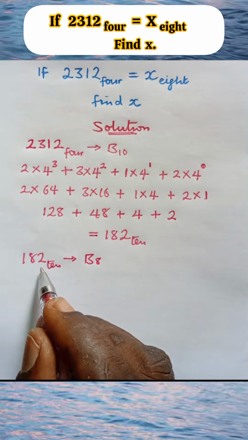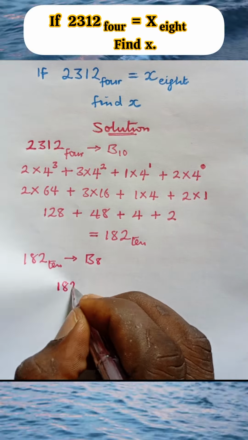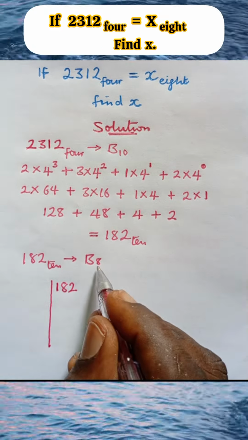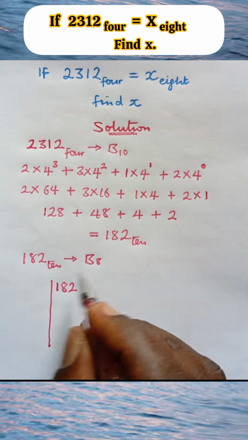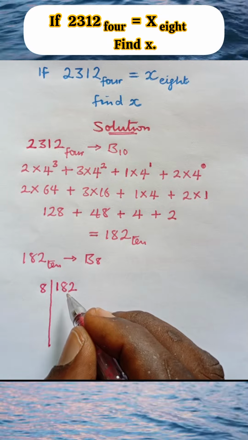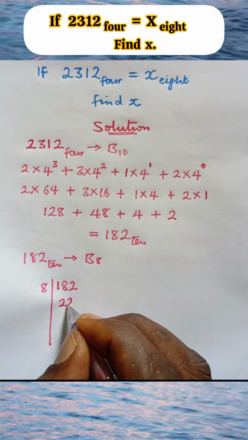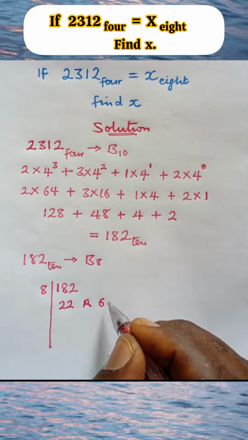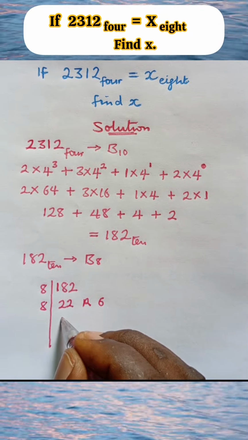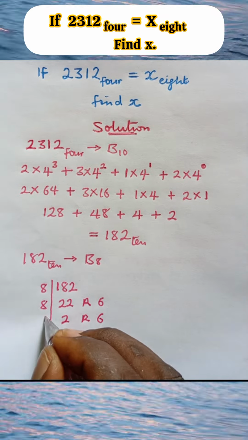To convert from base 10 to base 8, let us write the base 10 number, which is 182. Then we draw a straight line. Now we are converting to base 8, so we are going to use 8 to keep dividing the base 10 number until we get to 0. So we have 182 divided by 8 gives us 22, remainder 6. Next, 22 divided by 8 gives us 2, remainder 6. And now we have 8.